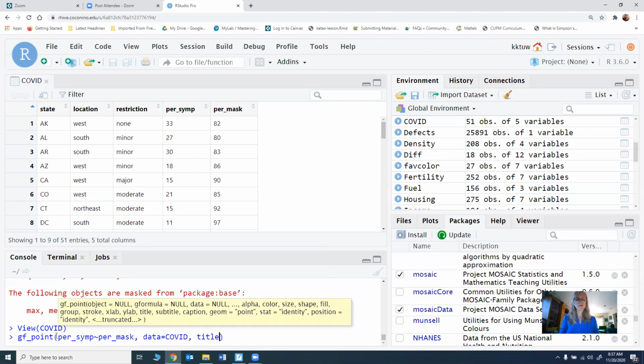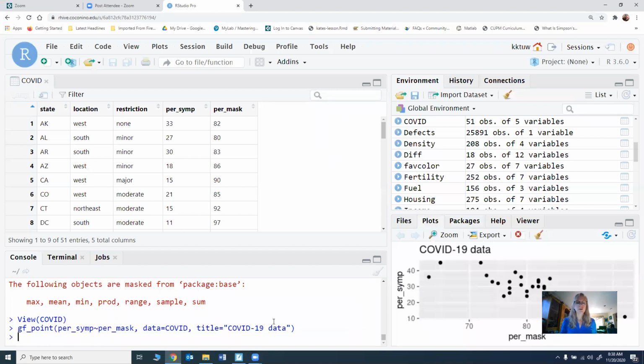And then it's always nice to have titles. You can have a really long title trying to explain what this is, or you can just say it's COVID-19 data. And that might be a little bit easier to work with. So there's my graph.